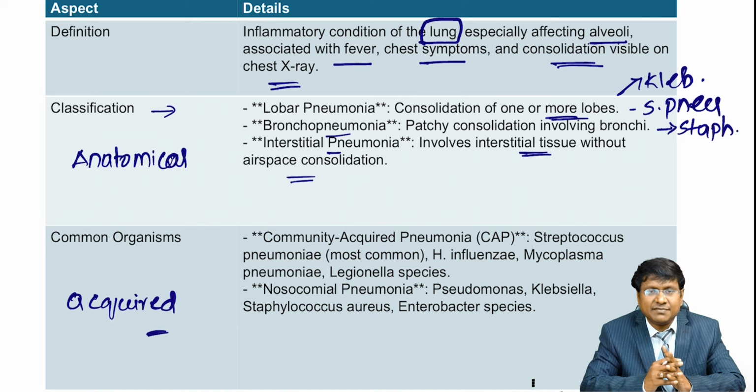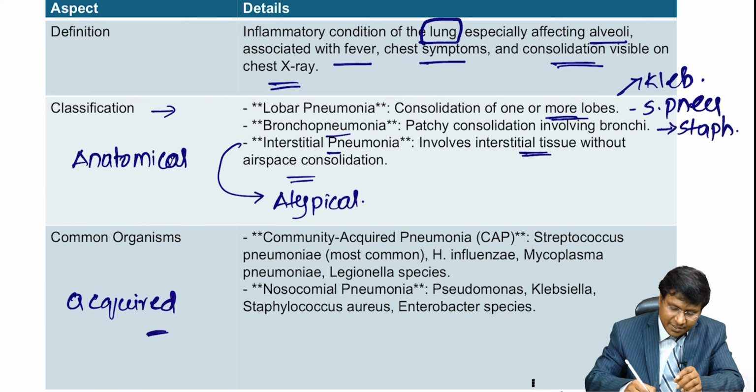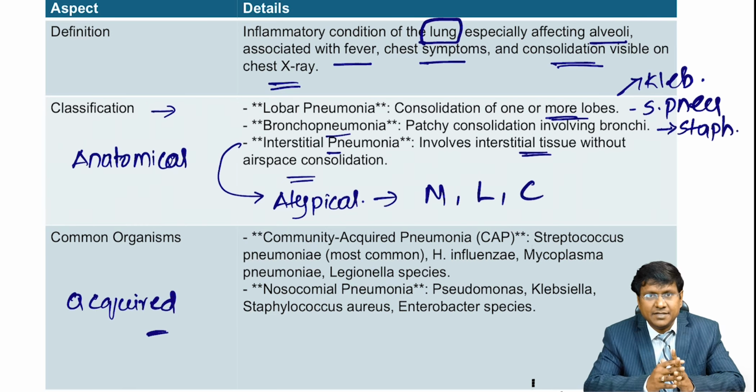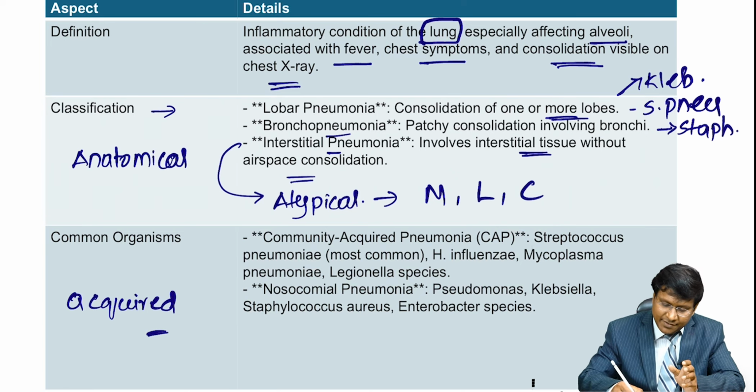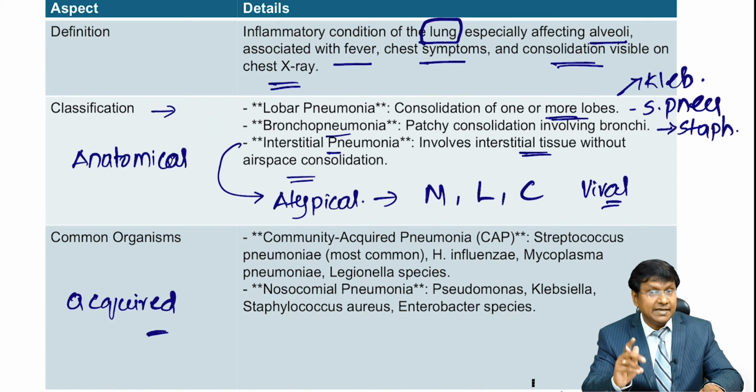And what are the organisms that will be causing this interstitial pneumonia? This is also called atypical pneumonia, and the organisms will be Mycoplasma, Legionella, and Chlamydia. These three are the important organisms that cause interstitial pneumonia. And apart from Mycoplasma, Legionella, and Chlamydia, we also have some viral infections that contribute to interstitial pneumonia. That includes adenovirus, influenza virus, cytomegalovirus, HIV, and even COVID-19.